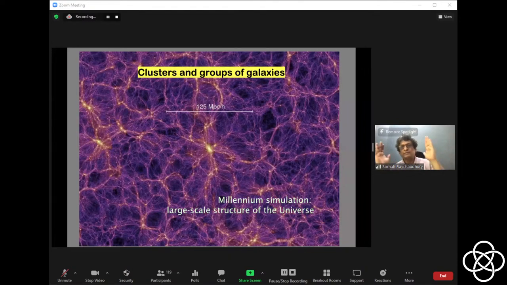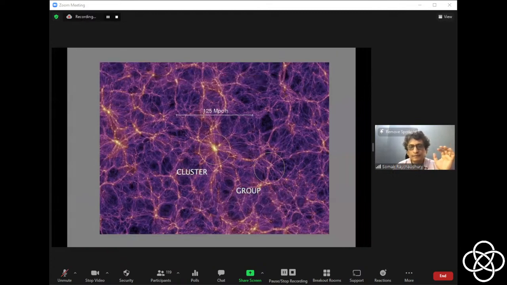If you think of this box as maybe a couple of hundred megaparsecs across, remember the scale here is that the distance between galaxies is about a megaparsec, then you can figure out what the scale is from this map. Our clusters would be these things. If you look at the web-like structure of matter in the universe, where these filaments cross, clusters would be several megaparsecs across, maybe 3, 4, 5 megaparsecs.